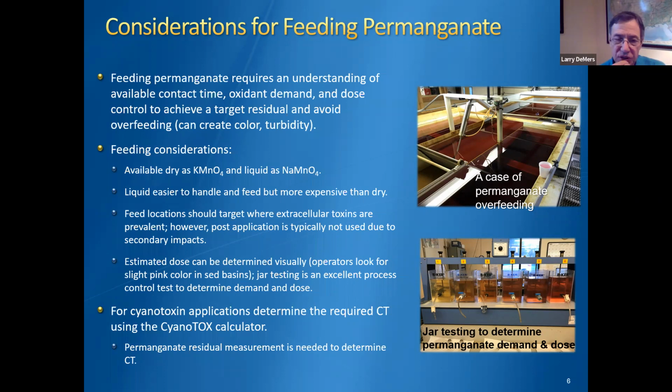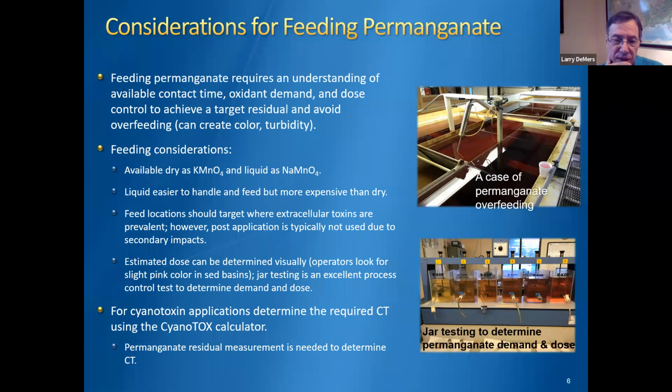The feed locations should target where the extracellular toxins are prevalent. So typically you would feed it where you have extracellular or dissolved toxins. However, in the case of permanganate, post-application is typically not used because of the secondary impacts that I talked about at the beginning of the slide. So it's usually fed at the front end of the plant. The estimated dose can be determined visually. Operators sometimes look for a slight pink color in their sed basin. It's okay to carry over a little color because typically that'll go away as it goes through the filters.